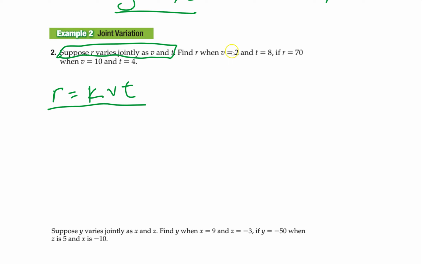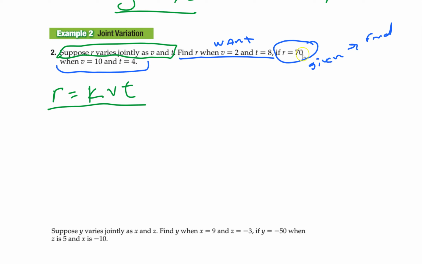Find r when v equals 2 and t equals 8, if r equals 70 when z equals 10 and t equals 4. Now, this one's a little different. Find r when v equals 2 and t equals 8. This is what they want. I can't plug that in because I don't have r, and I don't have k. I'm actually going to plug in this. After the if part, that's what I'm going to plug in. This is a given. That's what I use to find k.